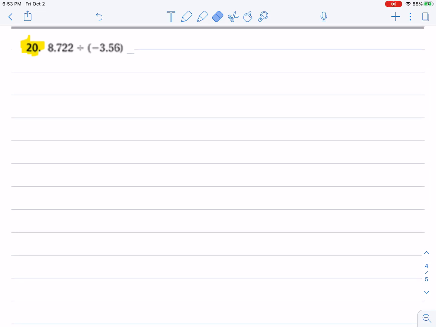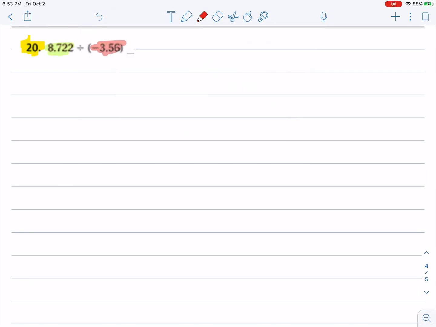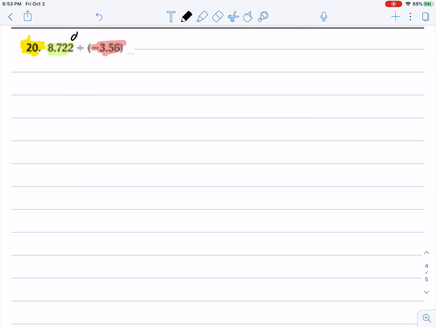All right, number 20, I see that we have a positive number and a negative number. So this is division with different signs. And that tells me that my answer is going to end up being negative. So I'm going to put that in my answer box, save that for later, and now I'm going to set up my division problem.